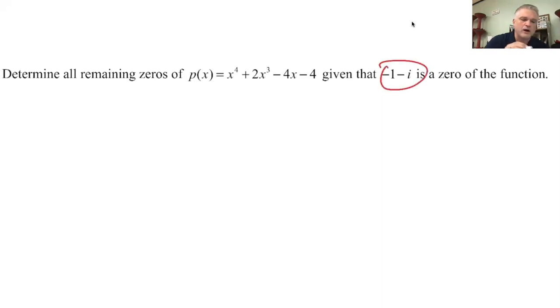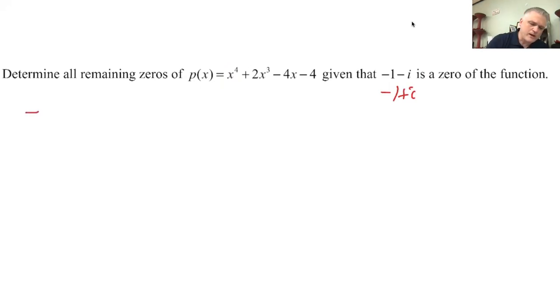So like our other examples, we know that if we have -1 minus i as a zero, that's a complex number with an imaginary part. So that means -1 plus i, its conjugate, must also be a zero. So we can do synthetic division to get this 4th degree polynomial down into a quadratic, a 2nd degree polynomial. Then we can work on factoring that or using the solutions only method to find the last 2 zeros. So here we go. Let's do this.